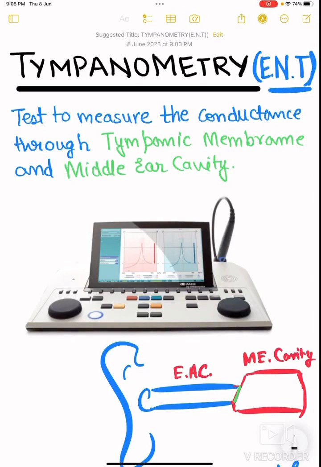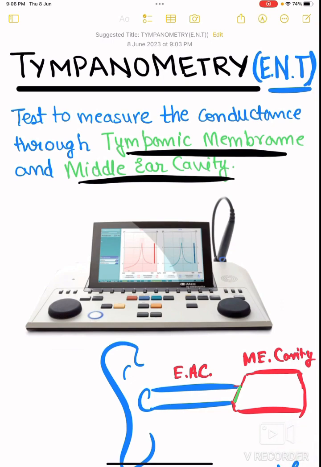Hello guys. So today's topic is tympanometry. Tympanometry is a topic from ENT. So what is tympanometry? Tympanometry is a test used to measure the conductance through the tympanic membrane and the middle ear cavity. So you have to remember it.